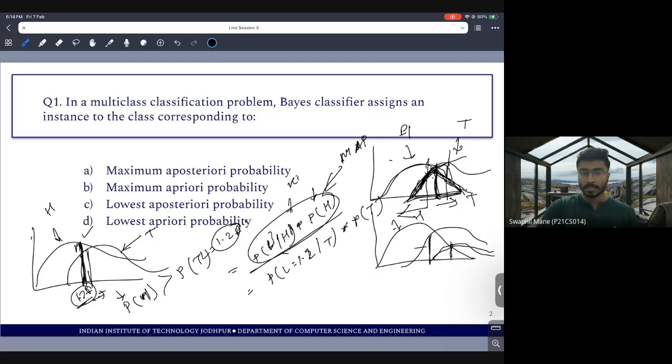Okay, I hope you guys understood why the first option is correct, and that's all. So that's why it is considered a maximum a posteriori probability. So based on the maximum, which one is the maximum a posteriori probability, based on that we are assigning a class, right?